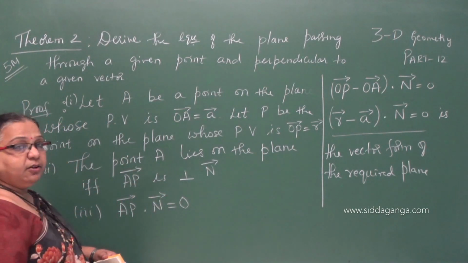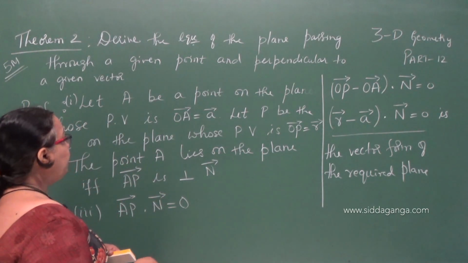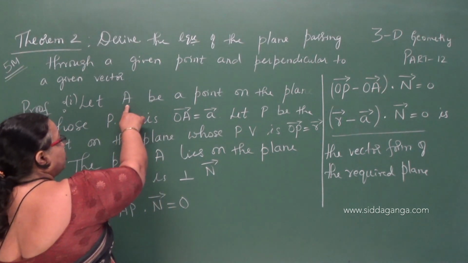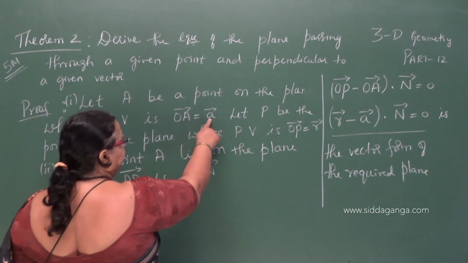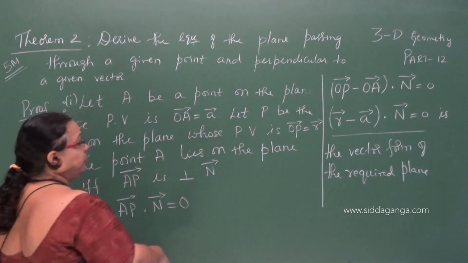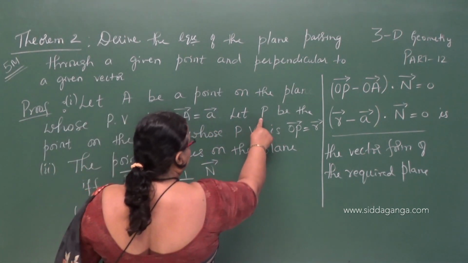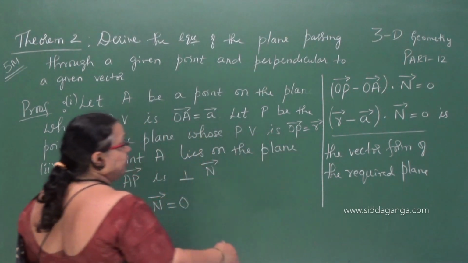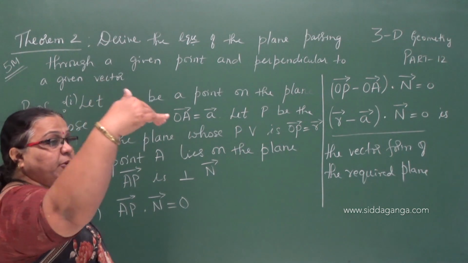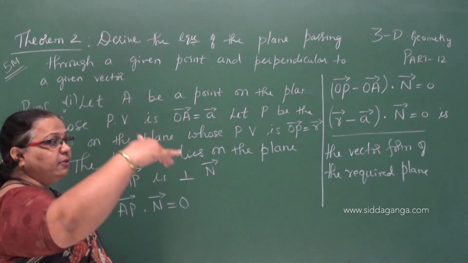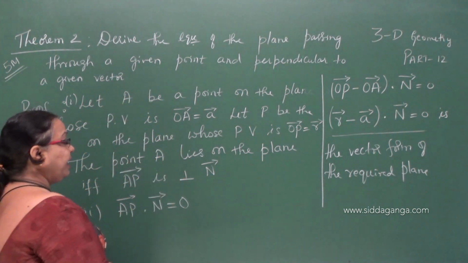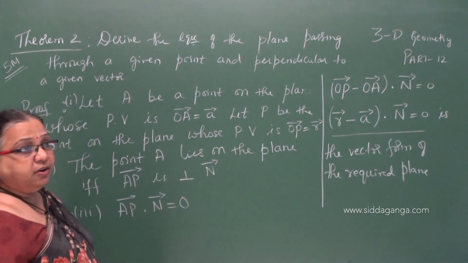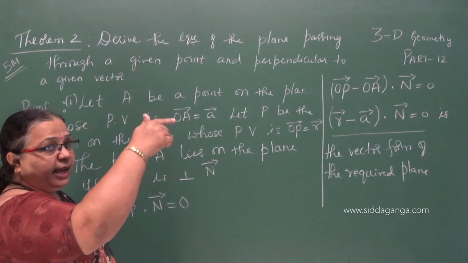So I hope you all understood. We have to take a point on the plane whose position vector is taken as vector A, and we have to take the general point on the plane whose position vector is vector R. Draw a perpendicular vector to the plane, denoted by vector n. According to triangle law, we have to join vector AP.